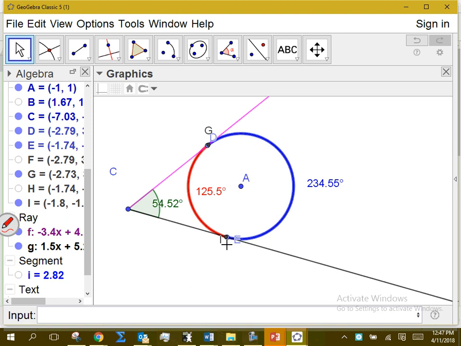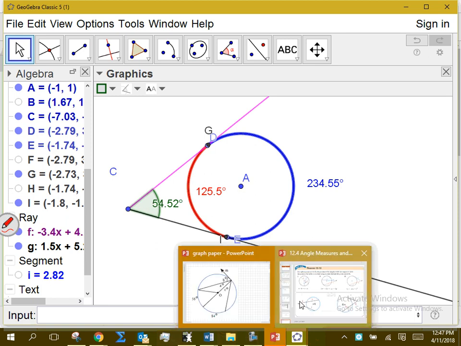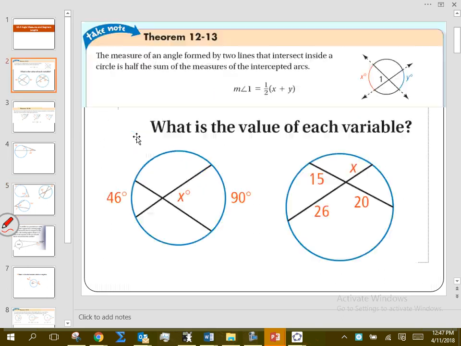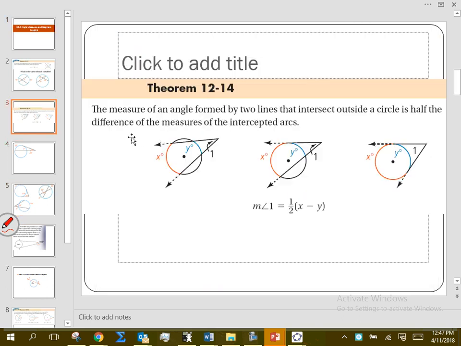When we have an angle created by two, what's that line now? A tangent, and that line is a tangent. So this angle is an angle created by two tangents. We still have that formula in regards to their difference. So this is kind of wrapping that up.